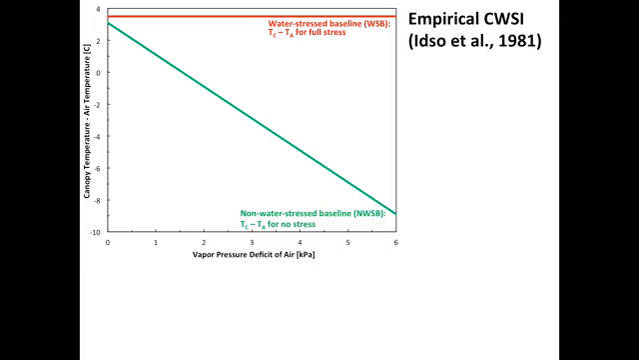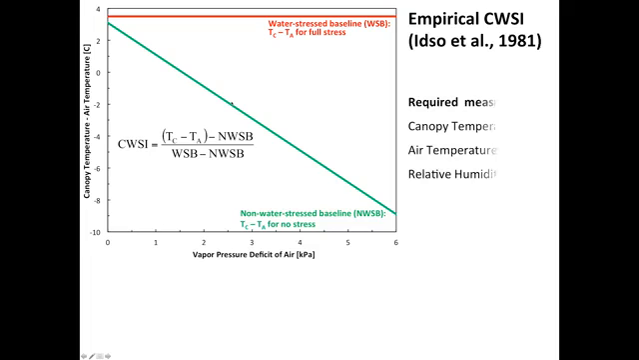So they used these two boundaries, what we're defining as a non-water stressed baseline and a water stressed baseline, as sort of reference points to compare actual measurements of canopy and air temperature. So here's the equation that they developed. The crop water stress index is the measurement of canopy minus air temperature minus the non-water stress baseline, then divided by the difference between the water stressed and non-water stressed baseline.